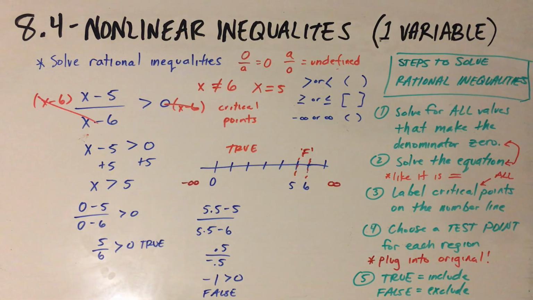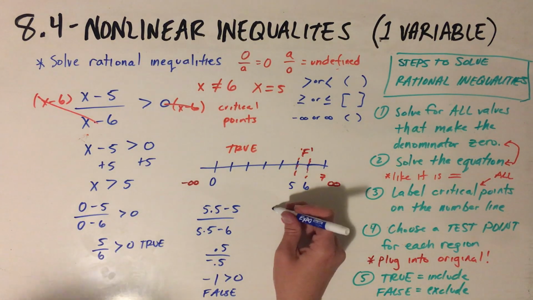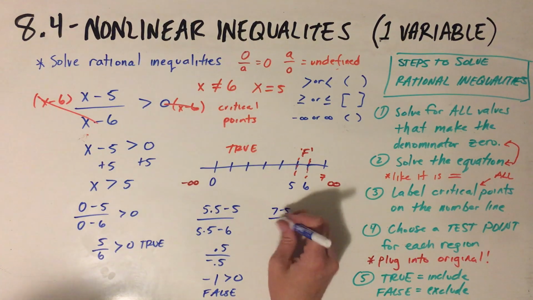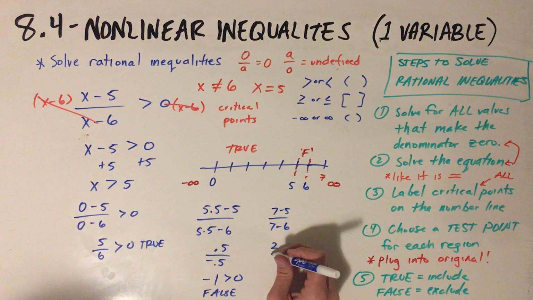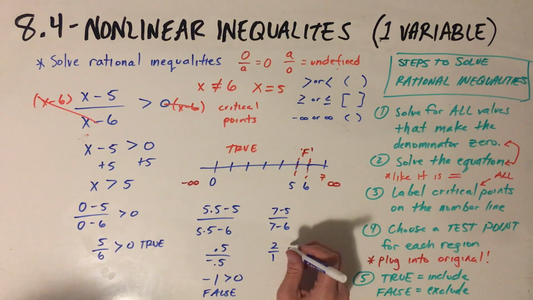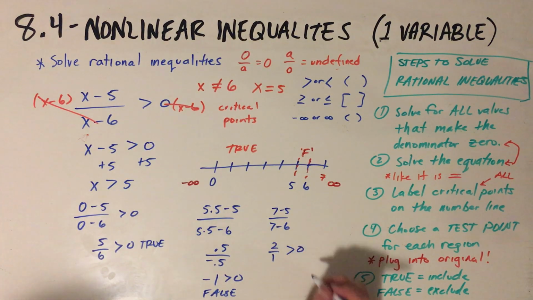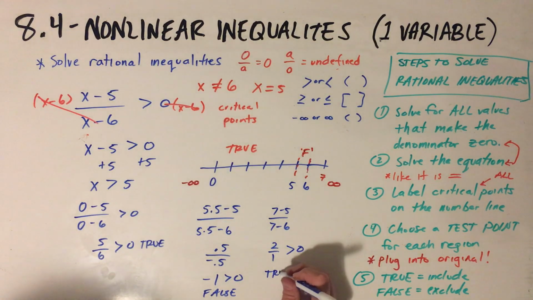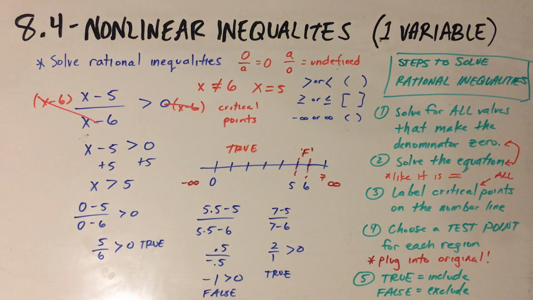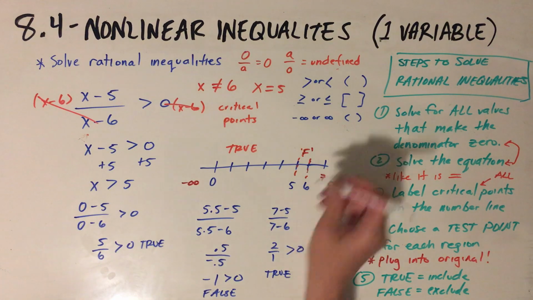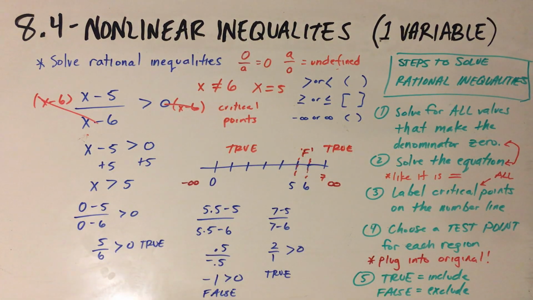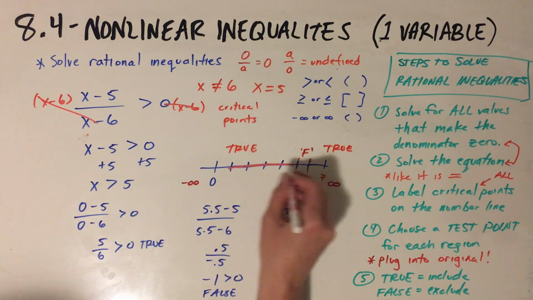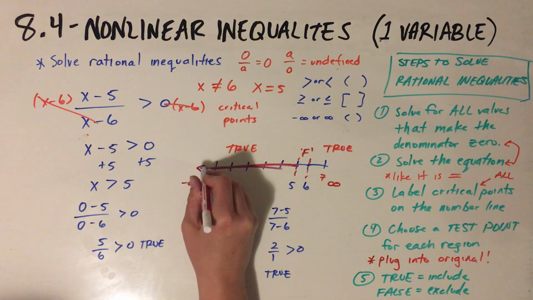All right, now I'm going to plug in the value 7 as another test point. So we have 7 minus 5 over 7 minus 6. That's going to be 2 over 1, or the value of 2. 2 is greater than 0. That is absolutely true. So we've got a true point over here as well. All right, so now that we've decided everywhere true, we're going to include, so again, all of this here, all the way to negative infinity is going to be included.